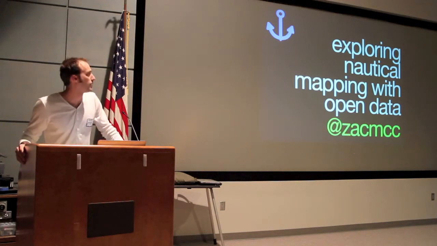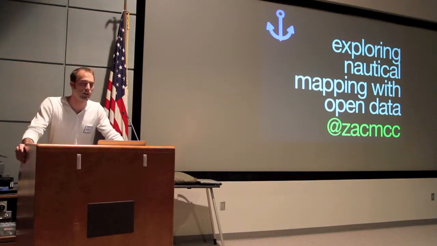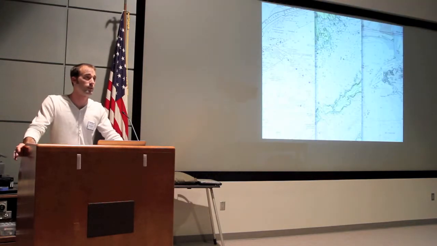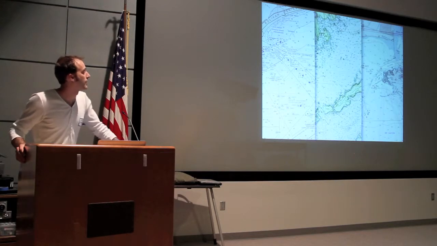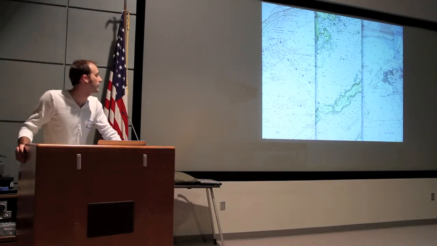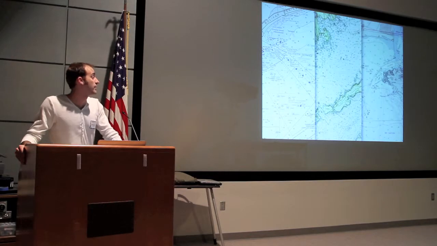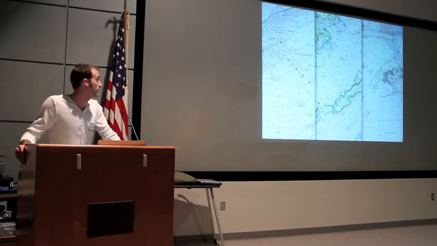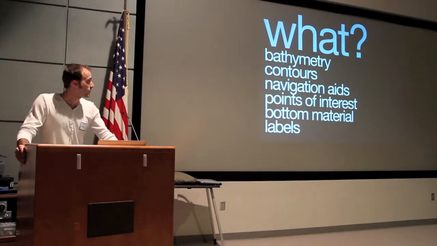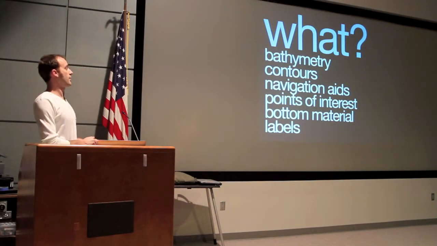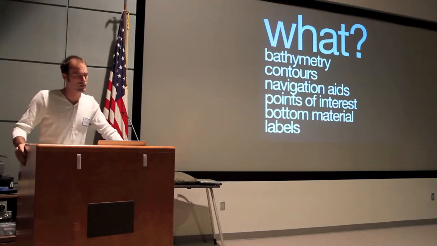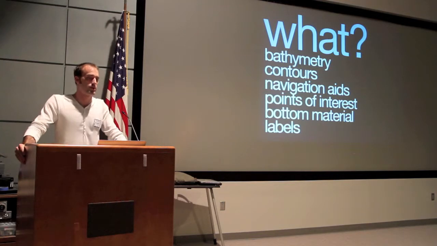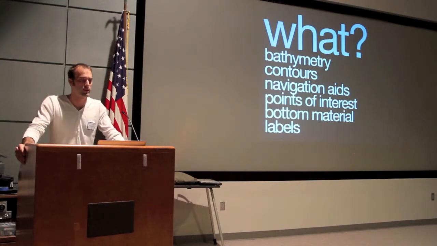So the first thing I did when I was exploring this was go out and find a couple examples of existing nautical charts. Here are three printed nautical charts that I found. You can see they're pretty dense, information heavy, very detailed, with hand-placed labels and pretty sophisticated lines. So what actually is used to produce this? There's some bathymetry data, contour lines, navigation aids, lots of points of interest, and plenty of custom labels.